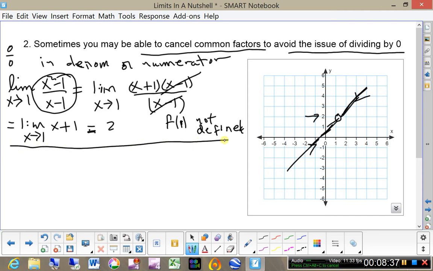So let's do another example. Suppose we had the limit as x approaches 2 of x squared plus x minus 6 over x minus 2.